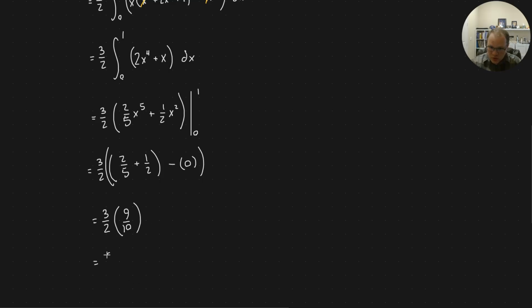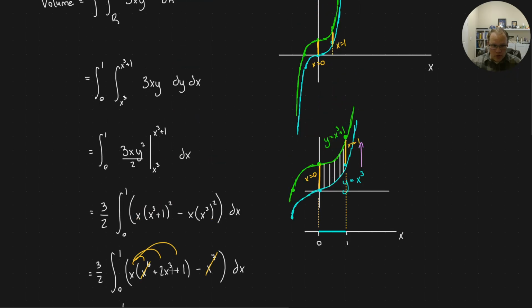3/2 times 9/10 is 27/20. That is the volume underneath the surface over this region here.